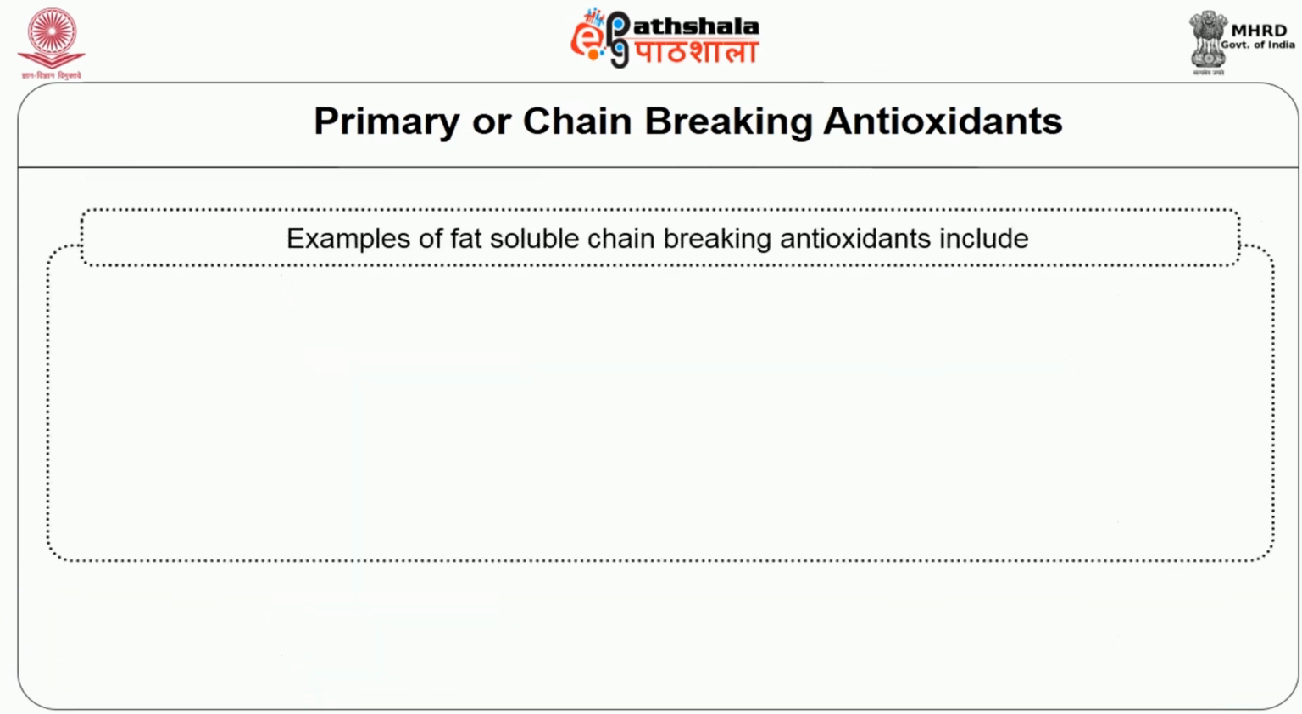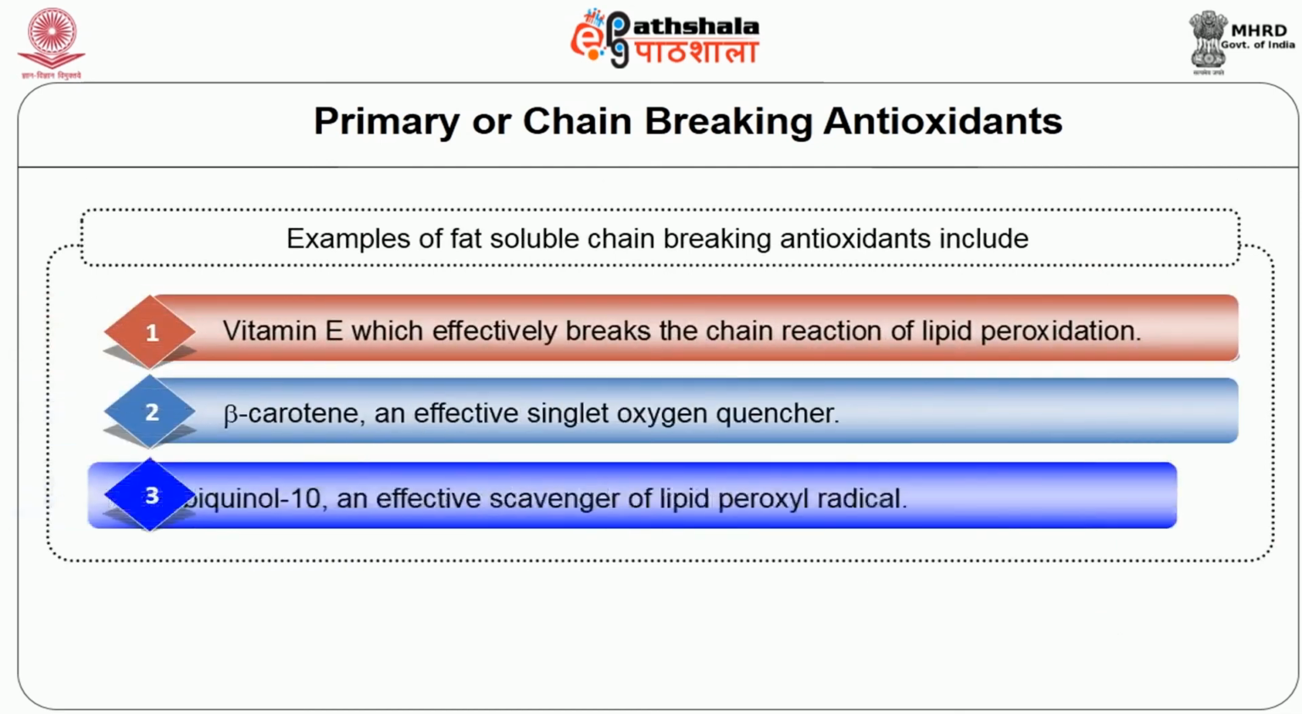Examples of fat-soluble chain-breaking antioxidants include vitamin E, which effectively breaks the chain reaction of lipid peroxidation, beta-carotene, an effective singlet oxygen quencher, and ubiquinol 10, an effective scavenger of lipid peroxyl radical.